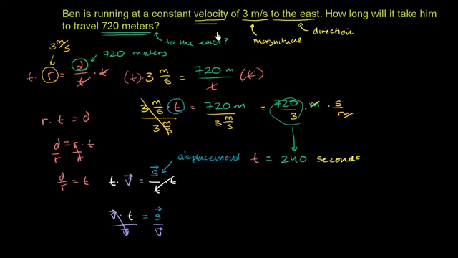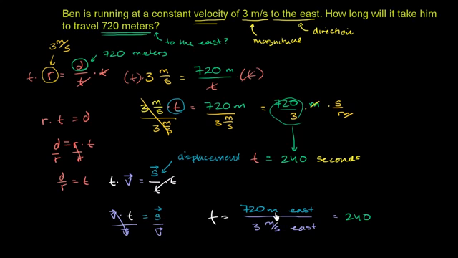And so we can apply that to this right over here. Our displacement is 720 meters to the east. So in this case, our time is equal to 720 meters east, our displacement, and we want to divide that by the given velocity. Well, they give us the velocity of 3 meters per second to the east. And once again, 720 divided by 3 will give you 240.